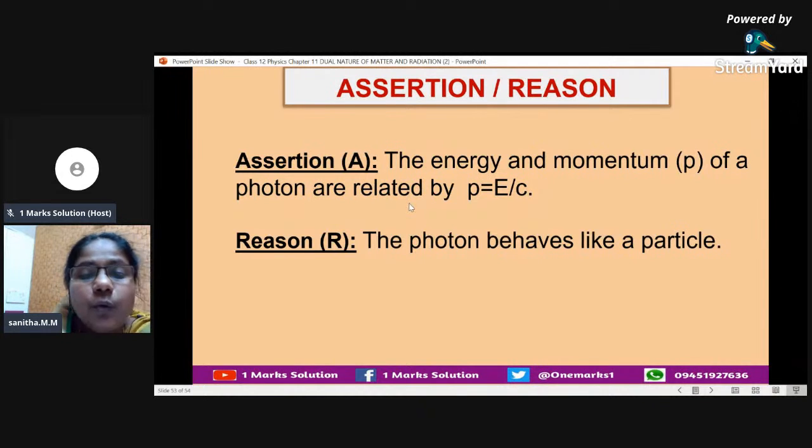And of course, we know that E is equal to mc squared. And we can equate it with the other equation, h nu also. If you equate them, you will get momentum is equal to E by C, energy by C. And what is the reason there? The photon behaves like a particle. The photon means a package of energy. Sure, it behaves like a particle.